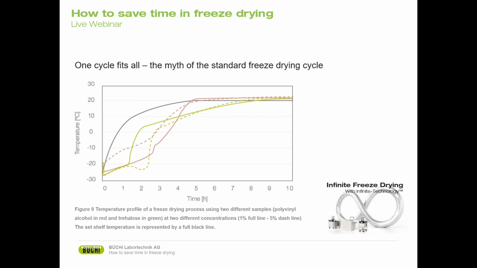So already you can see that the different concentrations need different time to finish. This is, as I said before, because the higher the concentration, the harder it is for the vapor to pass through the dried sample cake. And what we also saw is that when we use PVA, it finishes 4 hours earlier than trehalose. If you just use one standard cycle, you would lose, in this case, 4 hours of time. So there's a lot of optimization possible by fitting the cycle to the product.